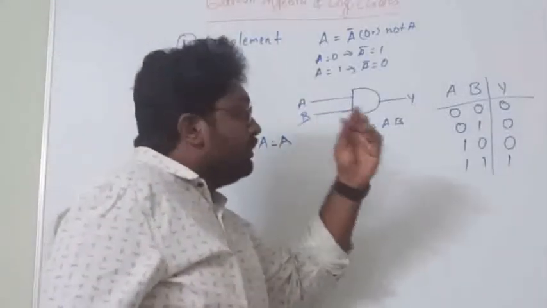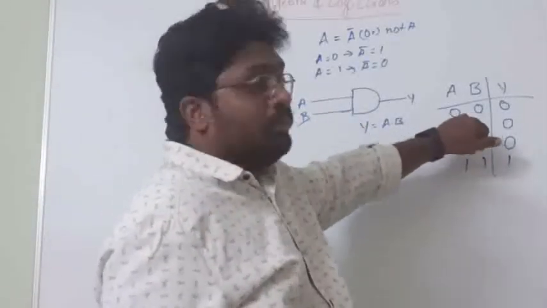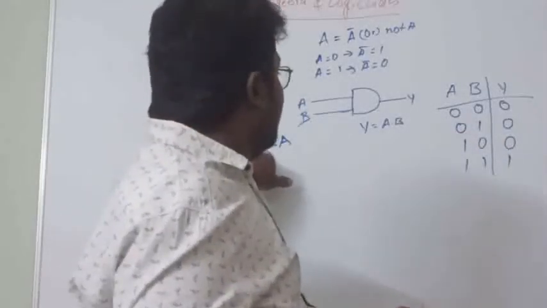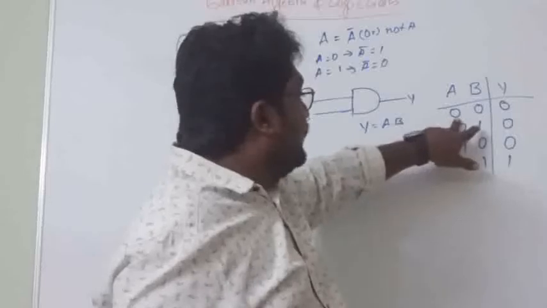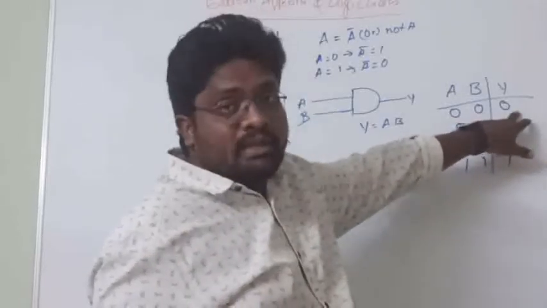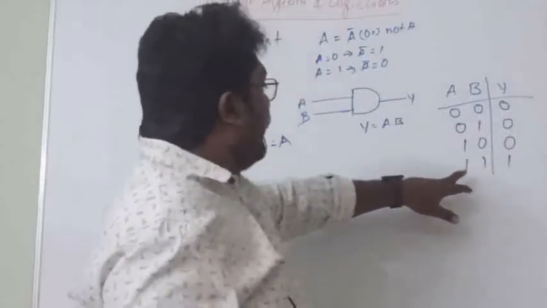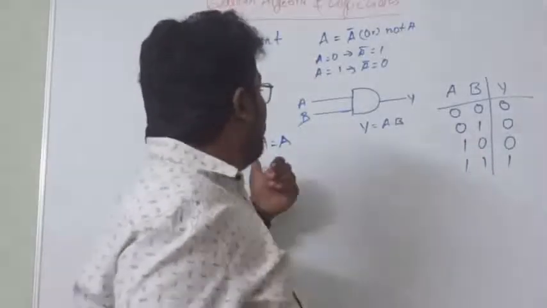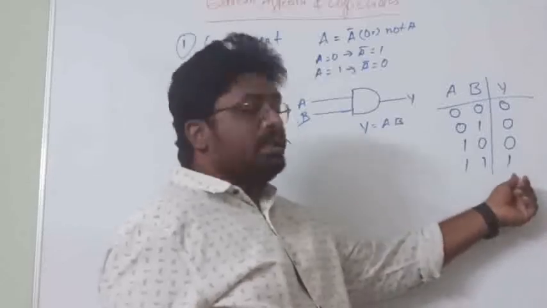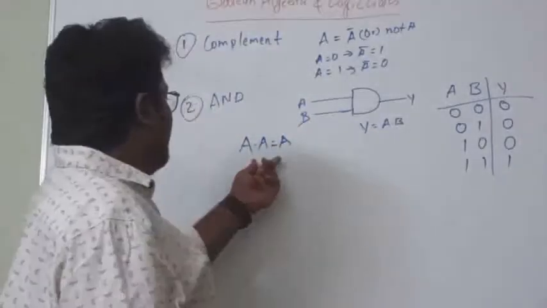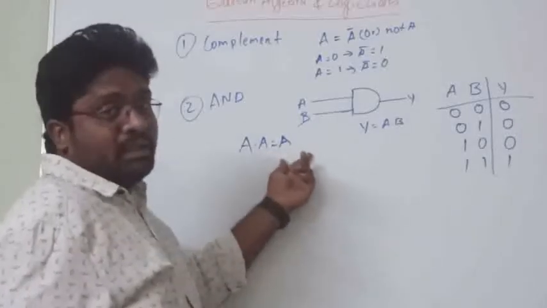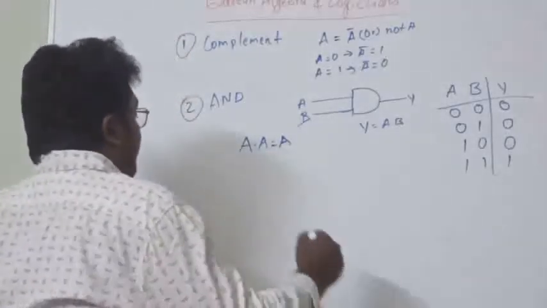Let us see the truth table. Here we have two inputs, but both the inputs are A, right? So we have 0, 0, and the output is 0. And the other one, we have two same variables 1 and 1, and the output is 1. So in this A and A, we will get the same A.